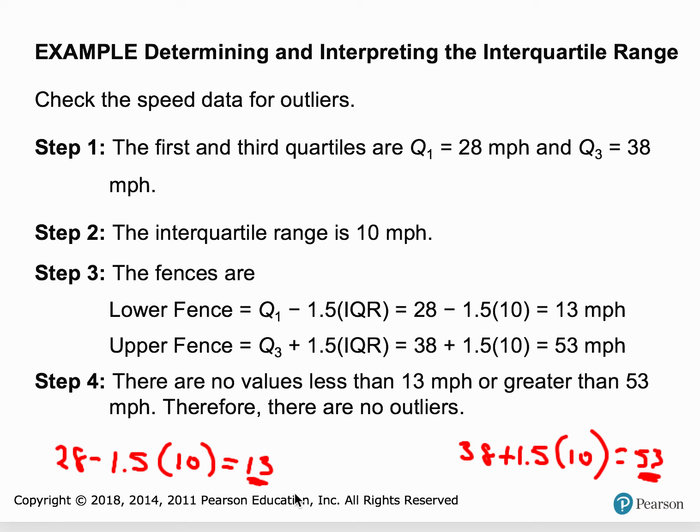Now, notice this is the data without the 100 mile per hour speed in it, but if it was included in here, this first and third quartile and the IQR isn't really going to change that much. So we would see that, oh yeah, 100 miles per hour is an extreme outlier for that data set.